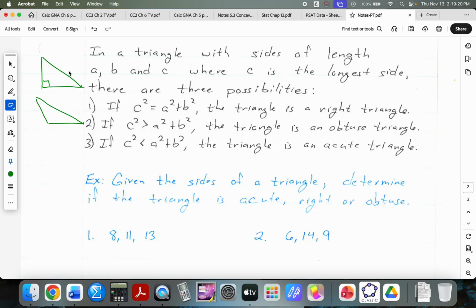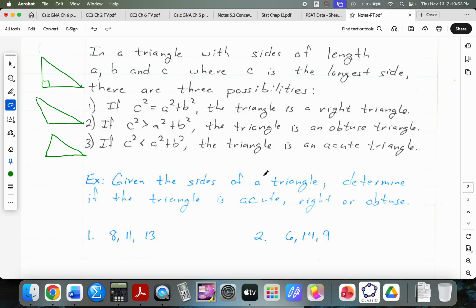So now if this side had gotten bigger, this angle has opened up, and it's now what kind of a triangle? Obtuse. If C squared is bigger than A squared plus B squared, the triangle is obtuse. And if C squared is smaller than A squared plus B squared, now this angle got smaller, and so it's an acute triangle. So the way to think about it is the Goldilocks principle.